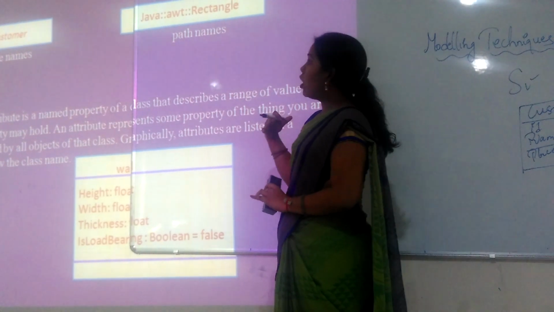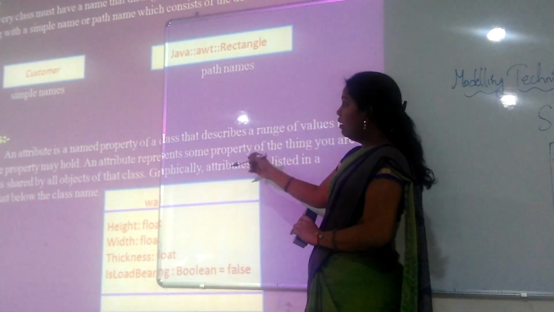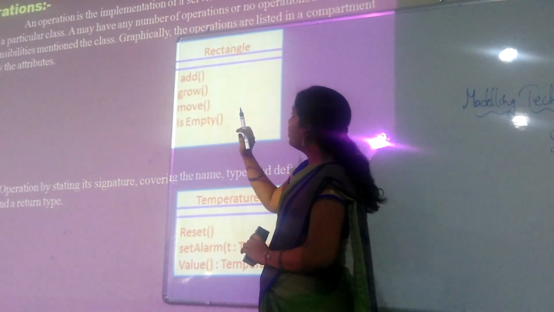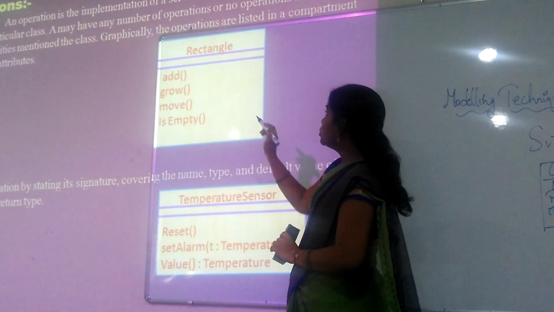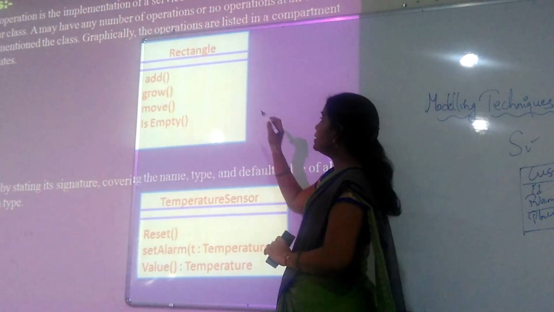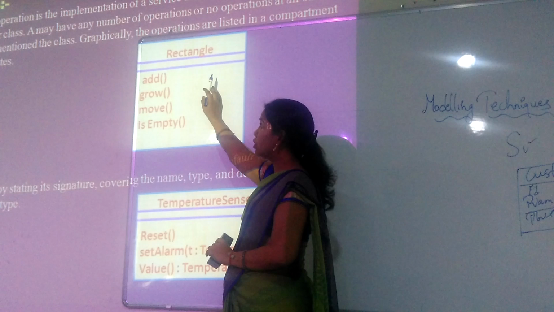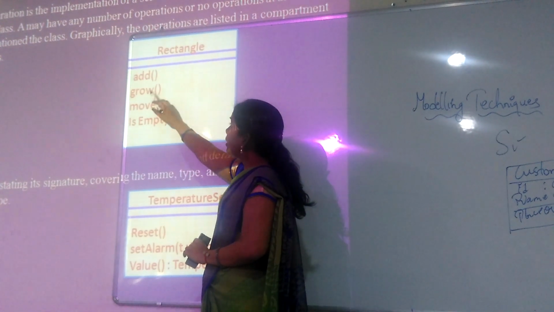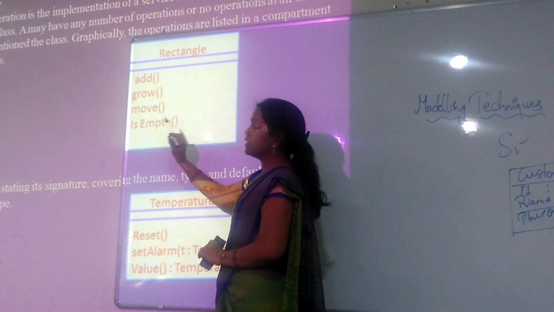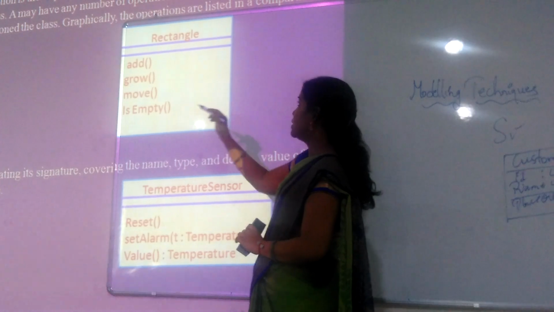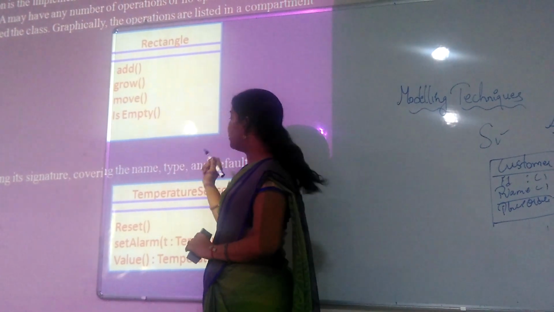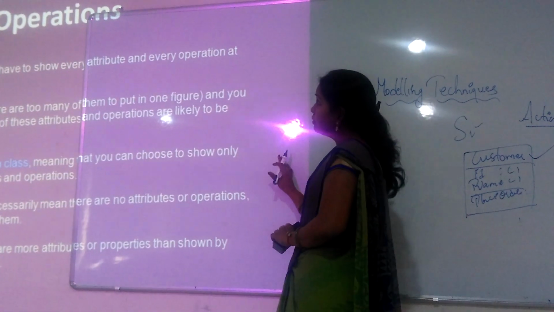Next, let us move to operations. Here, an operation is nothing but an action. So, rectangle is the name of the class. I did not list any attributes here. My operations are add, grow, move, and these are actions which take place. Those are the list of operations.